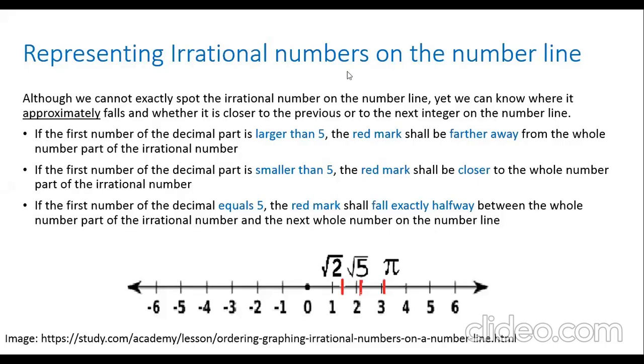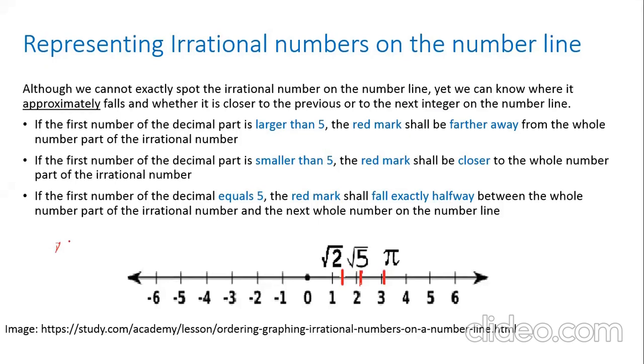Representing irrational numbers on the number line. Although we cannot exactly spot the irrational number on the number line because we don't know its exact value, yet we can know where it approximately falls and whether it's closer to the previous or to the next integer on the number line. So let's take an example, pi, which we know is approximated by 3.14.